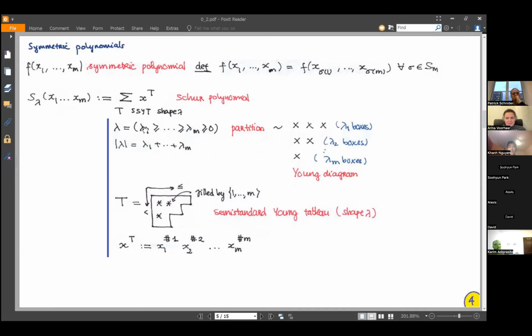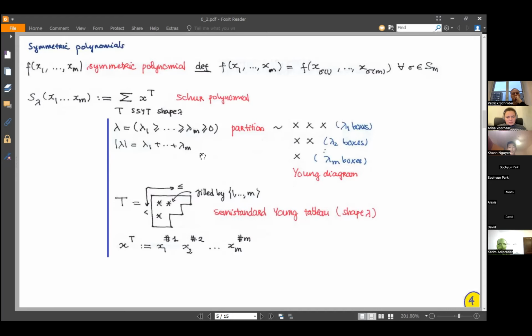And for each partition lambda, we can associate to it a Young diagram. Namely, the Young diagram associated to a partition is a set of boxes such that in the first row we have lambda 1 boxes, in the second row we have lambda 2 boxes, and so on. In the last row we have lambda m boxes.